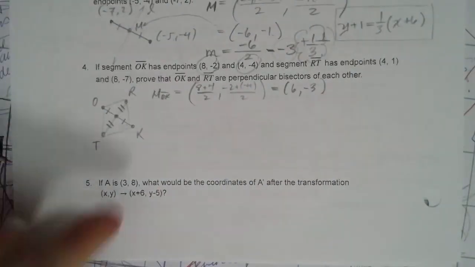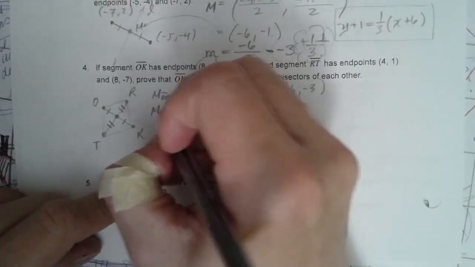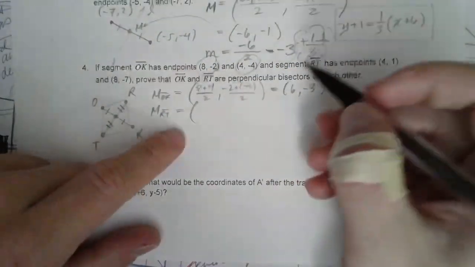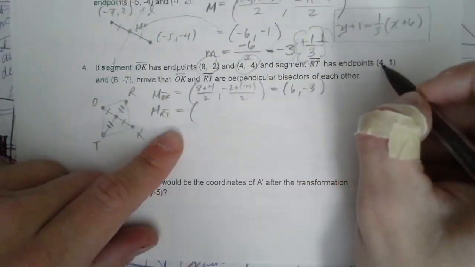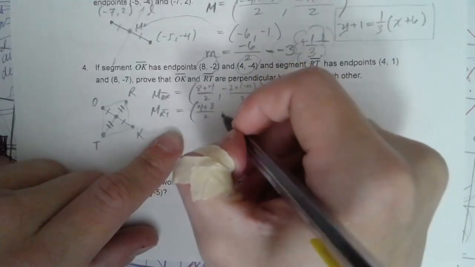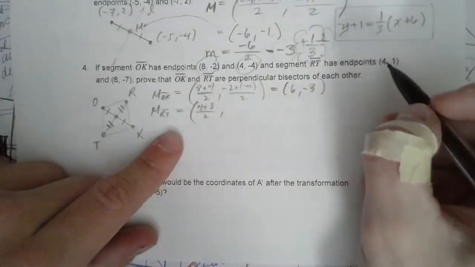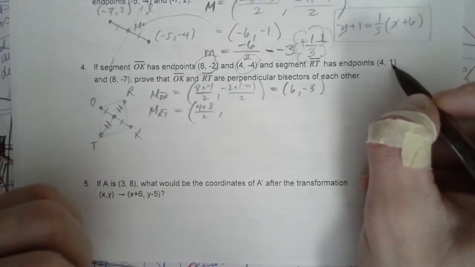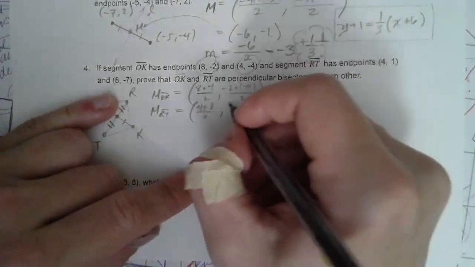All right? And then I'm also going to do the midpoint of RT. So the same thing goes on here. RT has 4 and 8 as well. And then here, I have 1 and -7.